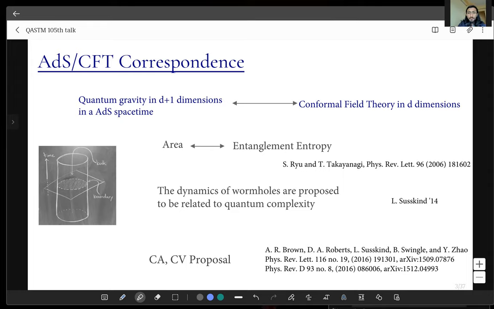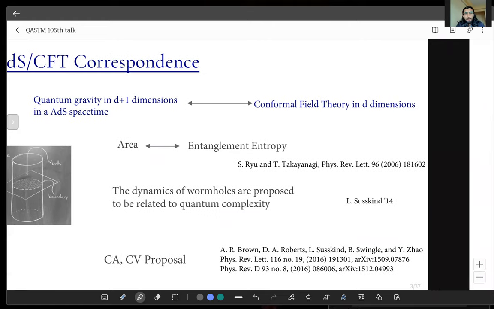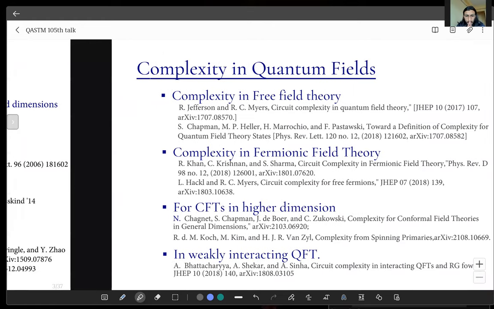And in 2014, Susskind found that in wormholes, some of the properties, the growth of wormholes, could be related to quantum complexity. He and his collaborators gave us the complexity action and complexity volume proposals. So these are complexity in holographic states. But the question remains, what do you mean by complexity in quantum field theory? What do you mean by action and volume?